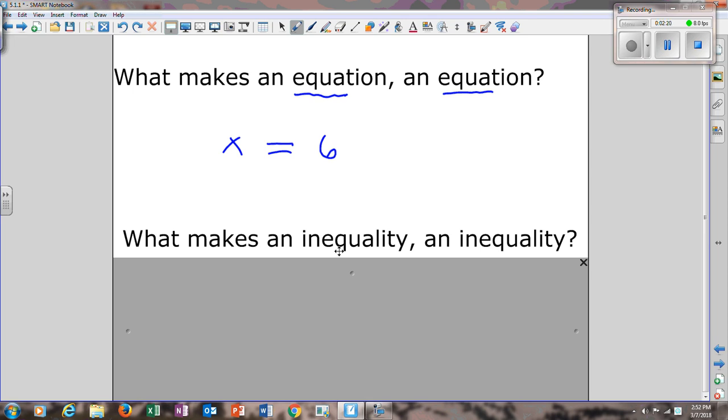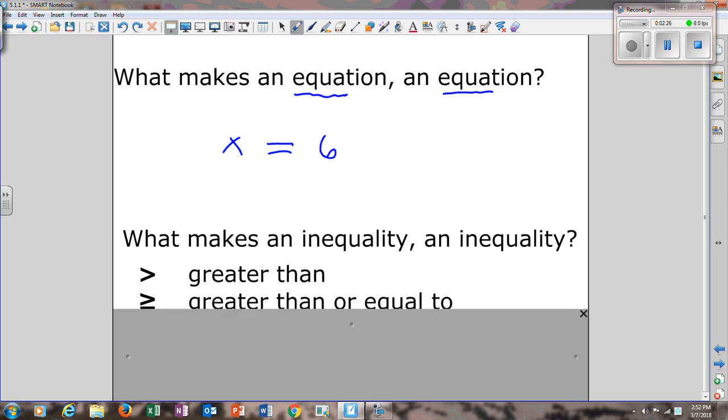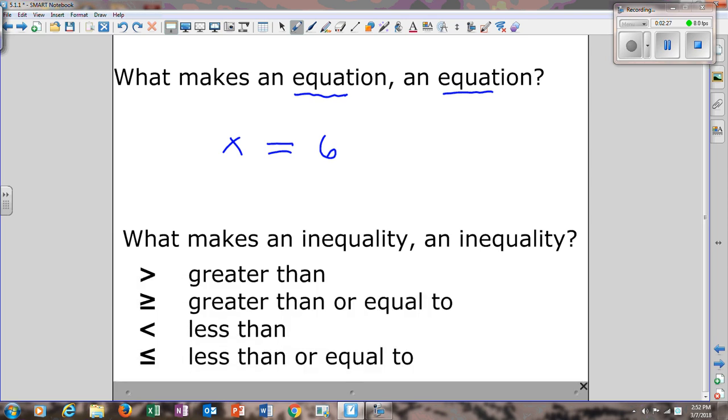Using that same philosophy, what makes an inequality an inequality? Well, it has to have a greater than, greater than or equal to, less than, or less than or equal to. Now today we're going to go past the normal inequalities that we did in the first chapter, and we're going to go into inequalities that involve variables.